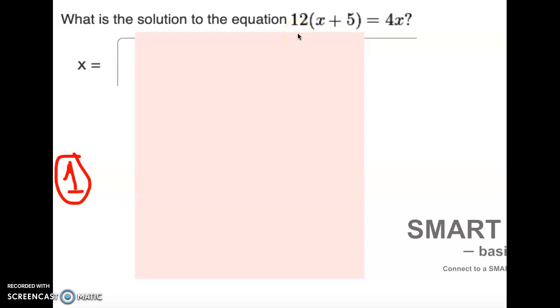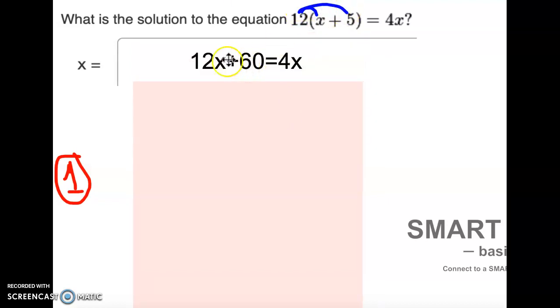we need to use the distributive property, which means we're going to take this 12 and we're going to distribute it, or multiply it, by both terms inside the parentheses. So that means we're going to have to take the 12 and multiply it by the x, and we have to take 12 and multiply it by 5. So when we do that, 12 times x is 12x, 12 times 5 is 60, so the left-hand side of our equation here turns into 12x plus 60 equals 4x.